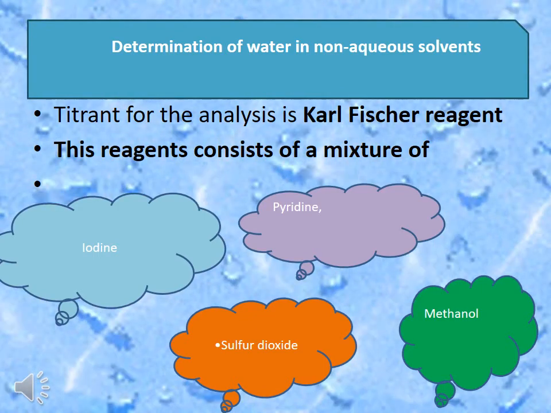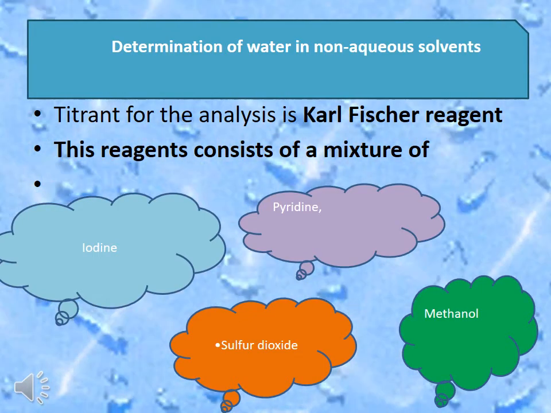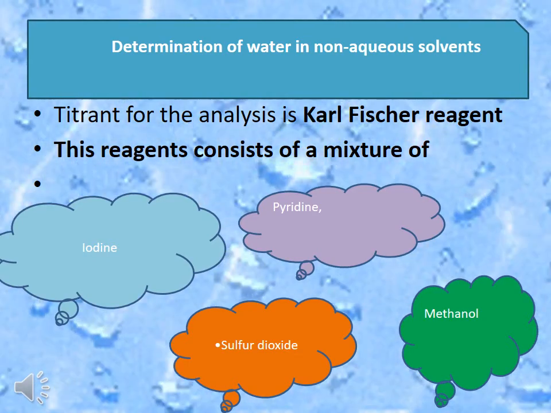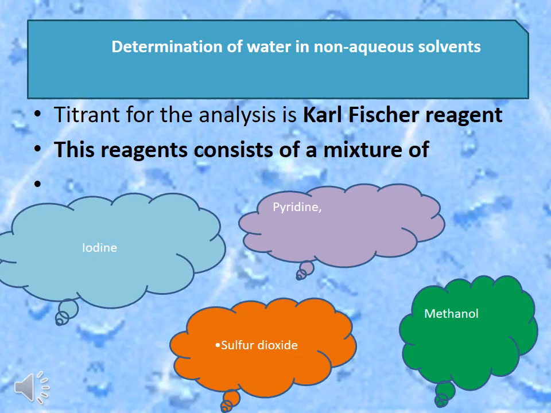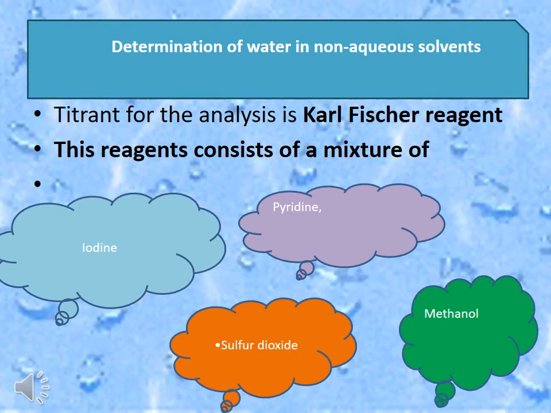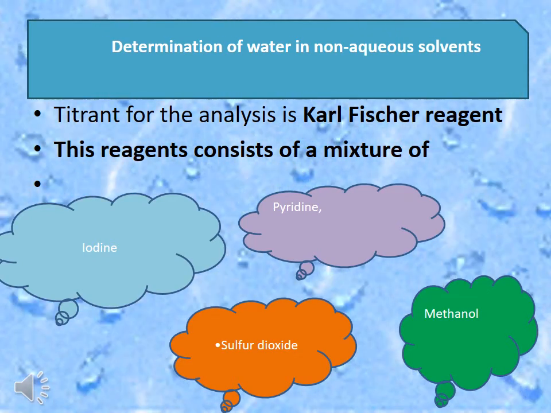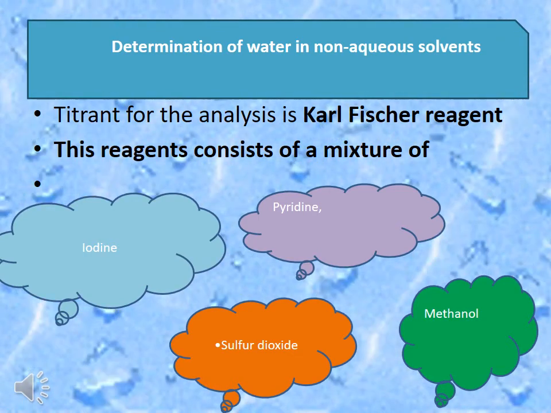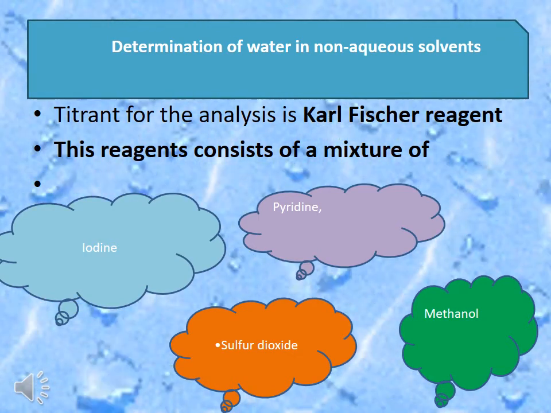Now moving to the determination of water in non-aqueous solvents. So the titrant for the analysis is Karl Fischer reagent that basically consists of a colorless solution of pyridine, sulfur dioxide, iodine and anhydrous methanol, that reacts quantitatively with water to form a colorless solution and is used to determine the amount of water in numerous substances.